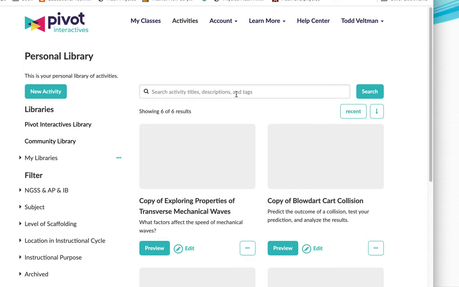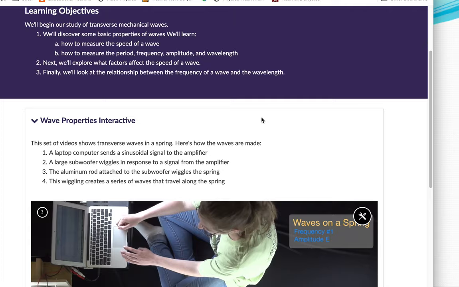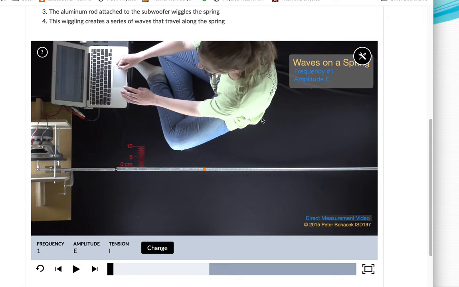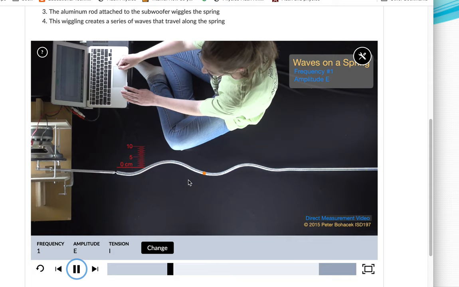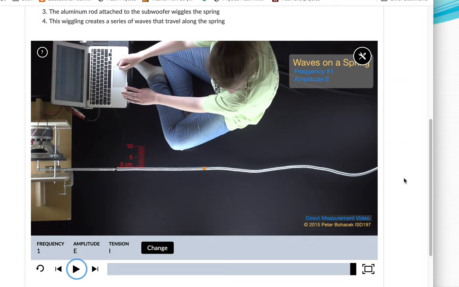So I want to show you something. Even when we do this in class, and you get to actually hold this slinky, people still have trouble with this. So I'm going to set the frequency to 1. It doesn't matter what the amplitude is. I'm going to play this wave. Can you get a sense of the speed of that wave? We could measure the distance and the time, but you can kind of get a sense for the speed of that wave, right?